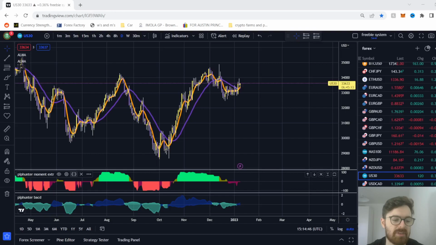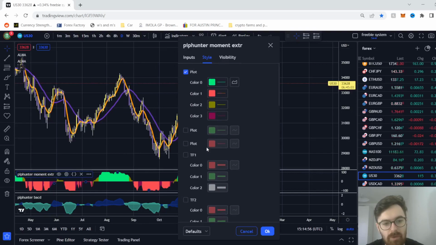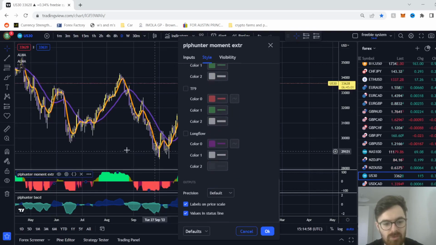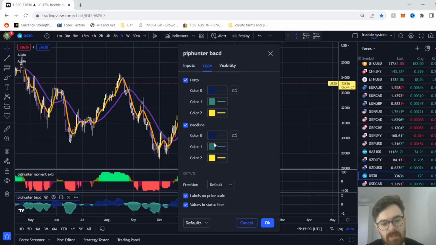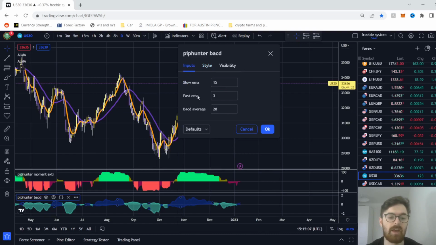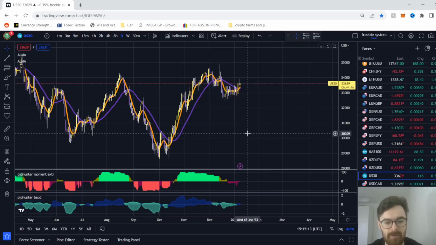Now the two other indicators I have on my chart are very simple and straightforward. You've got Pip Hunter Momentum Extreme and Pip Hunter Back D from the Perfect Entry Indicator package. The settings on both of them are default. I just turned off all of the plots other than this one on Momentum Extreme, and then on Back D I have done something very similar, turned the plots from lines to areas, and I've set that as my settings, which I think, as far as I can remember, is the default setting anyway.